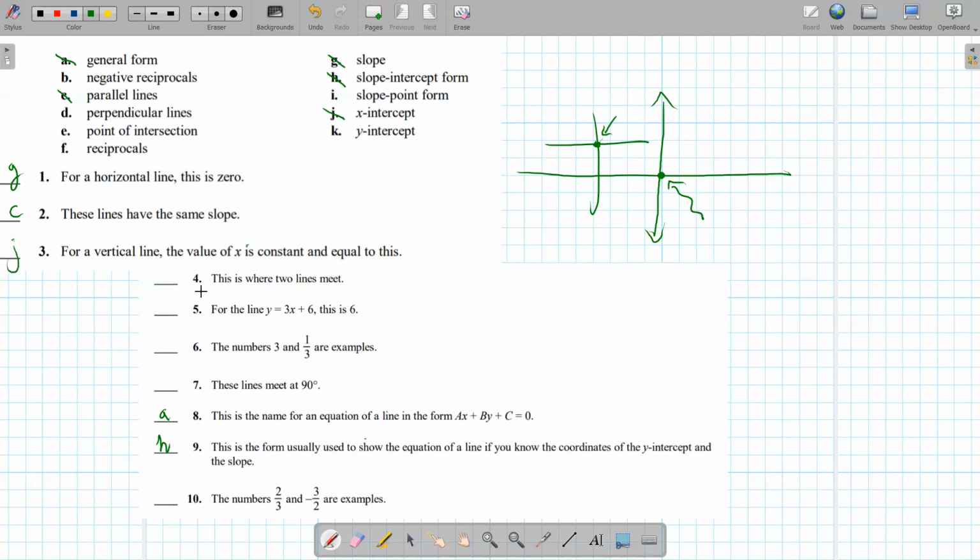Okay. Number 4, this is where 2 lines meet. What is that called? E? Yes, E, the point of intersection. For the line y equals 3x plus 6, this is 6. So what does the 6 represent in this line? The y-intercept? Right, the y-intercept. So that is K. The number 3 and 1/3 are examples. F? Yes, good. Reciprocals.